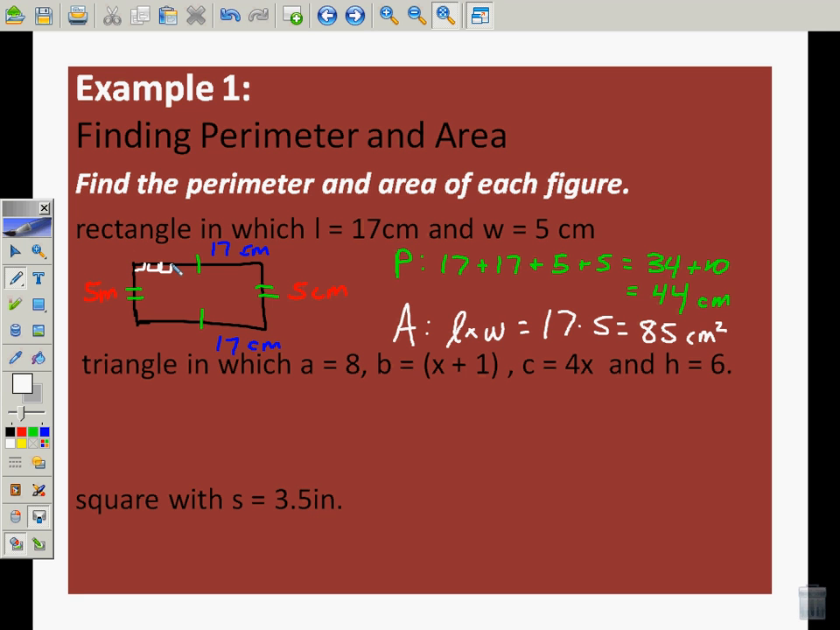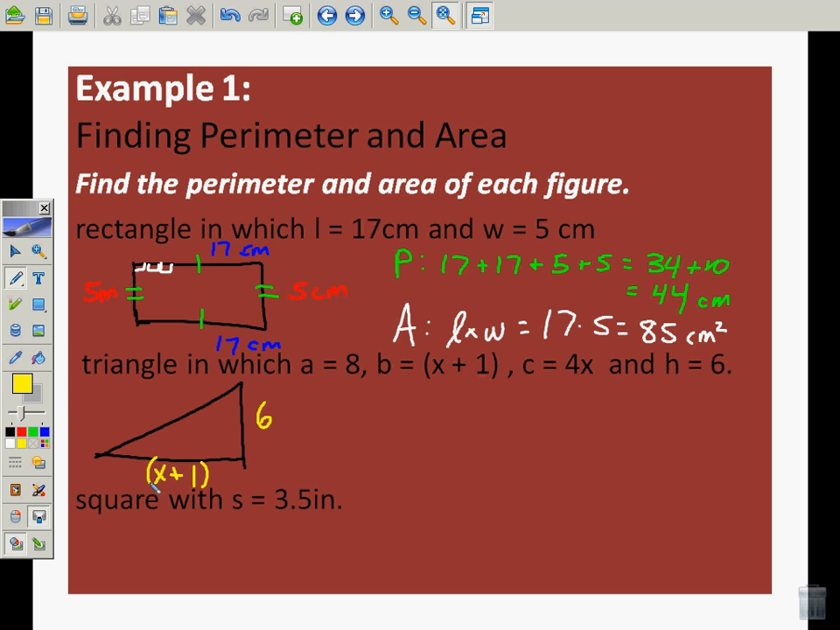A triangle in which A, B, C, and H are the following. Here's my triangle. We're going with black again because we're staying here. Height is 6. Doesn't tell me where it is. Doesn't matter. I'm just putting it here. A, B, 6. I'm going to put B on the bottom because that's the base. So the height is 6.